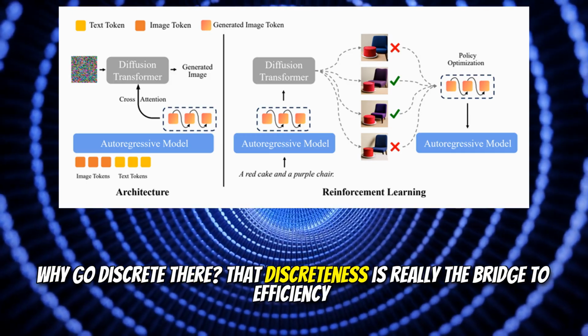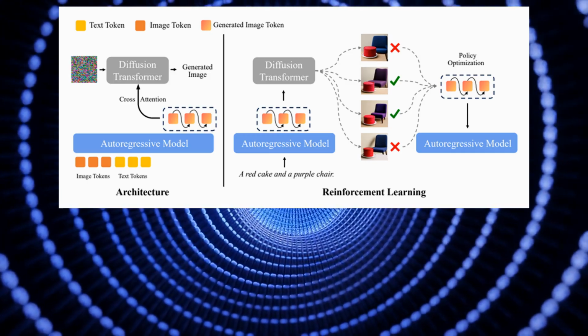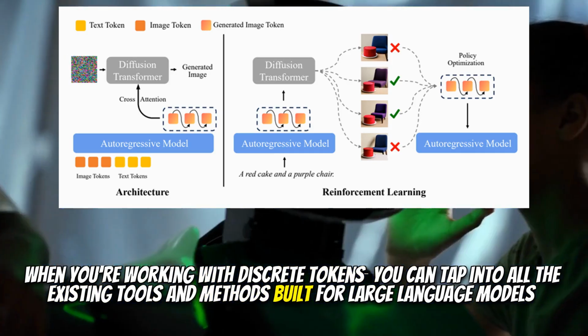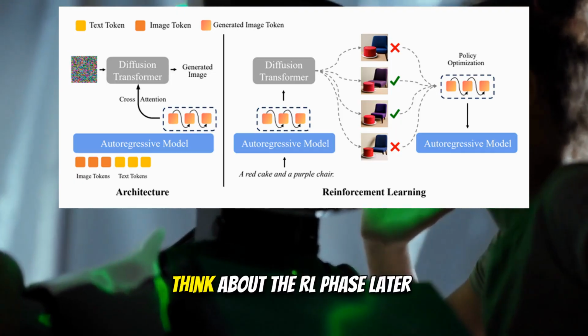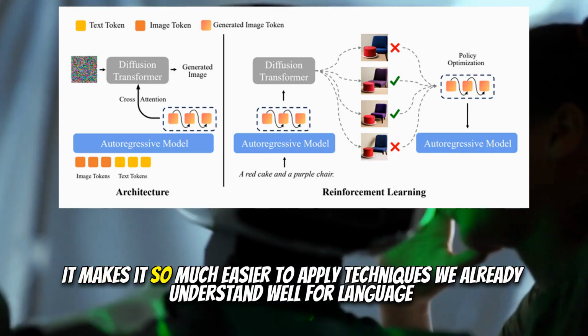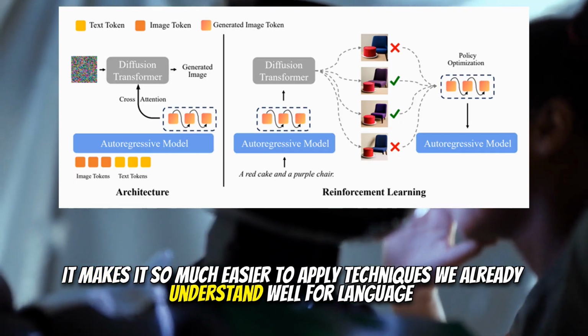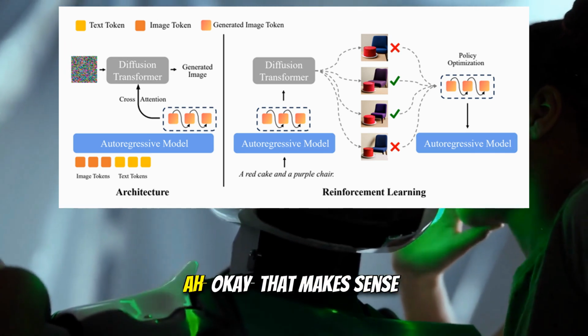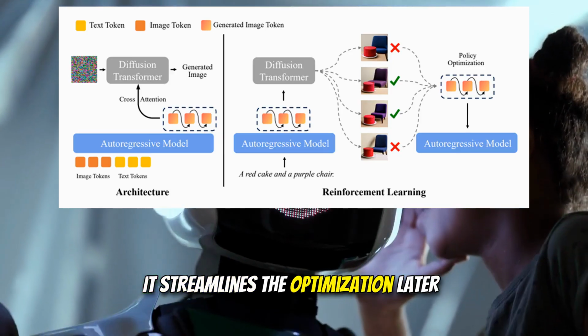That discreteness is really the bridge to efficiency. When you're working with discrete tokens, you can tap into all the existing tools and methods built for large language models. Think about the RL phase later. It makes it so much easier to apply techniques we already understand well for language. It connects visual policy to language policy tools. Okay, that makes sense. It streamlines the optimization later.